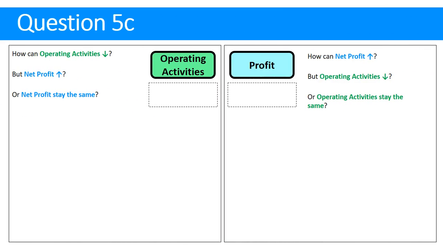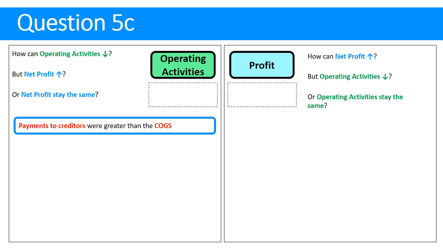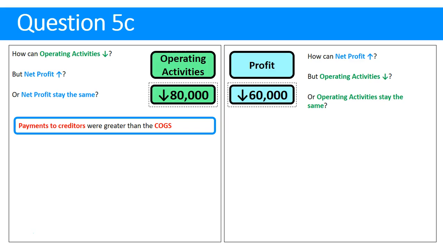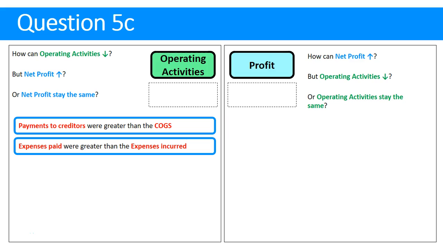On the left-hand side, let's think of some reasons why operating activities cash could go down, but net profit either go up or stay the same. One reason could be you pay back a bunch of creditors more than the actual cost of goods sold for this period, which is an expense. Let's pretend, for example, you paid creditors $80,000 this period, but only sold $60,000 of goods. Well, that would be a circumstance where your operating activities will go down more than your profit.